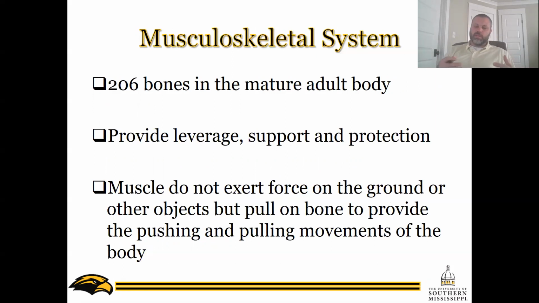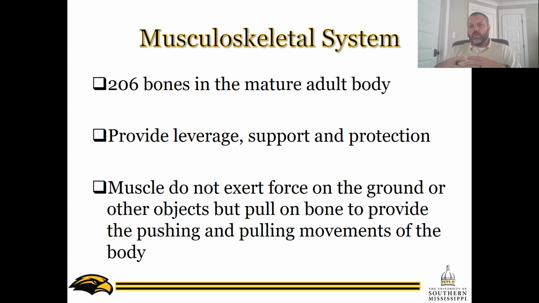And the support and protection is, I think, fairly easy to see and understand when you start thinking about things like your rib cage, your spine, the skull. Those are pretty straightforward in that they're providing support and they're giving you some level of protection. The providing leverage is where things can get a little screwy. When we talk about movement, we're really talking more about the leverage aspect than the support and protection.